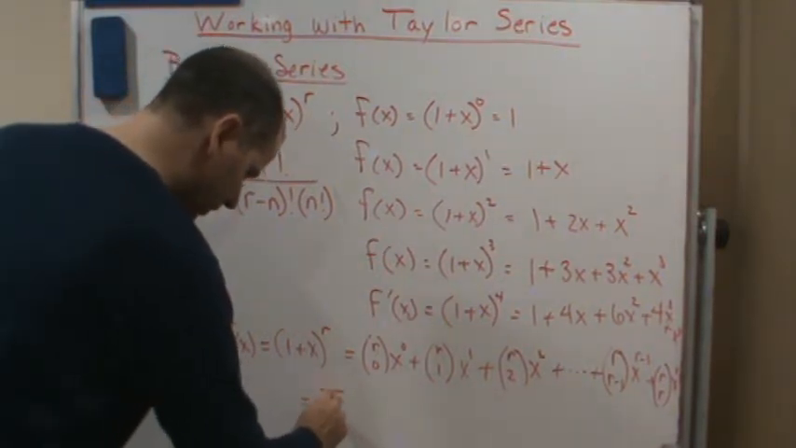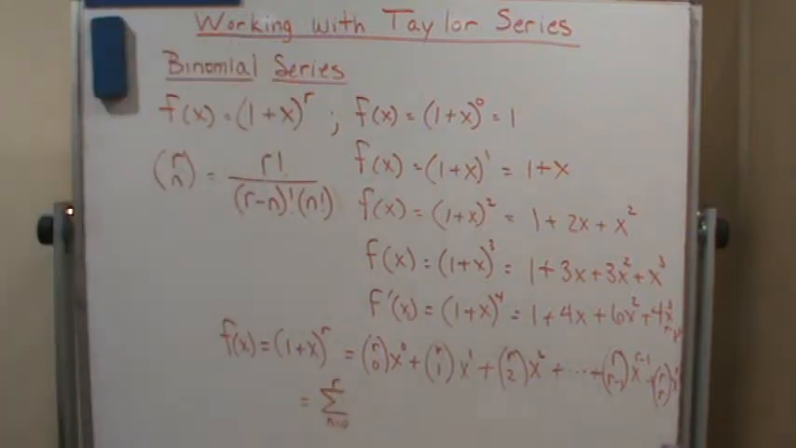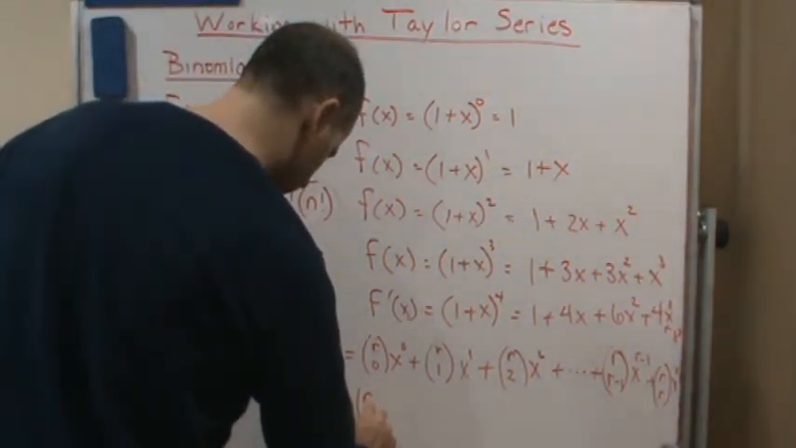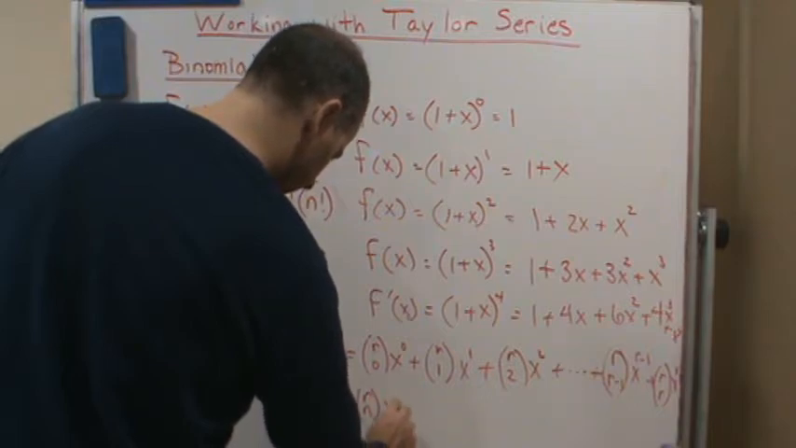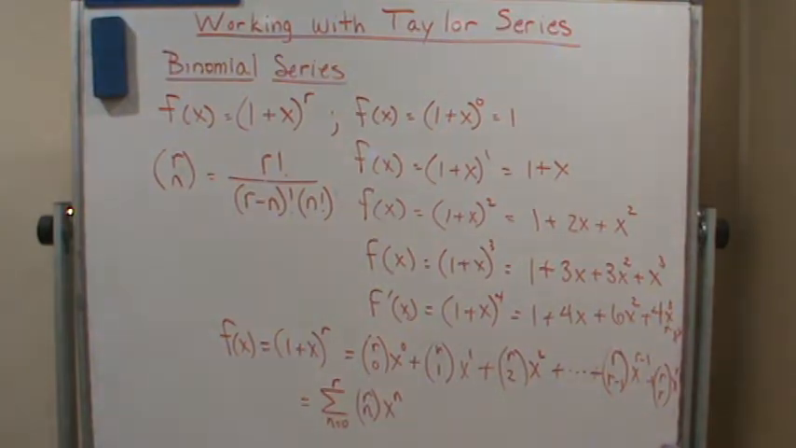Okay, and that is the expansion, and of course we can write this using sigma notation, and this is just the summation from n equals 0 to R of R choose n, x to the n. Okay, so far so good. So now let's just give an example.